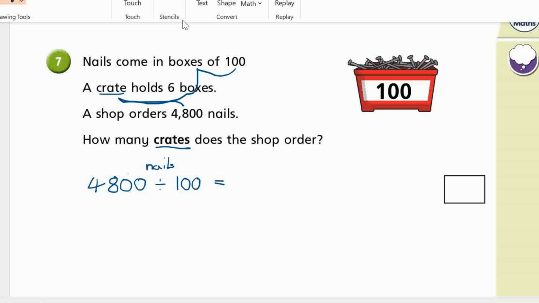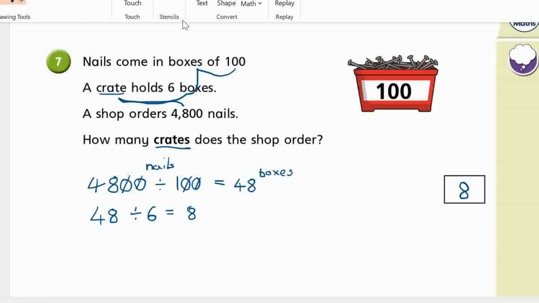Remember we did... No. Good. Because remember when we were looking at dividing by 100, you can just get rid of the zeros. Okay, so we've got 48. So divide by 6. Because one crate holds 6 boxes, but we've got 48 boxes. And we want to know how many crates. Okay, anyway, what's the answer? Good. So in the end we have 8 crates, yeah?